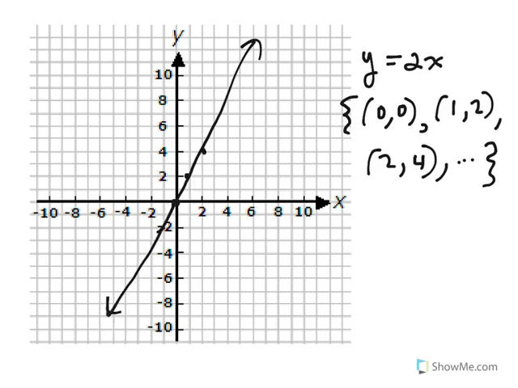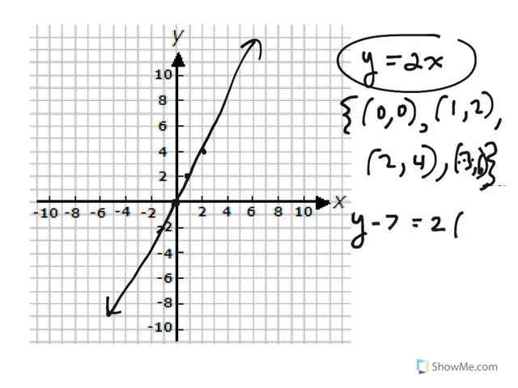Now if I give you an equation like y equals 2x, and let's say I tell you that we have these points (0, 0), (1, 2), (2, 4), I'll throw in another one, (3, 6). We can answer questions about other equations that are related to this original equation. For instance, what if my equation, instead of saying y equals 2x, says y minus 7 equals 2 times (x minus 4)? I can even put parentheses around here to make it more clear.